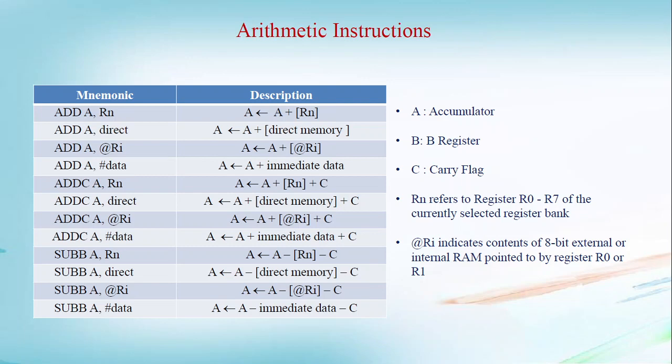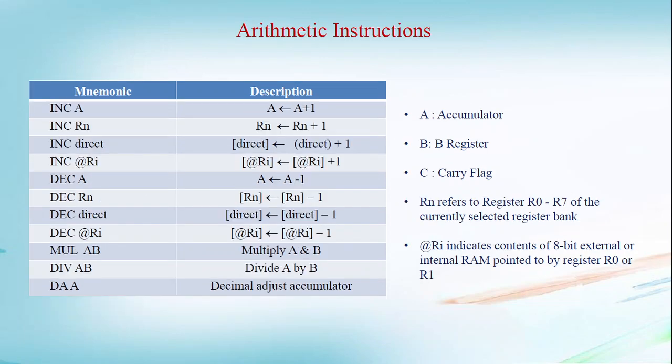Nomenclatures: A indicates accumulator, B indicates B register, C indicates the carry flag bit, Rn refers to the registers R0 to R7, and @Ri indicates the content of 8-bit internal or external RAM pointed to by register R0 or R1. So in the table, mnemonics and description are given.